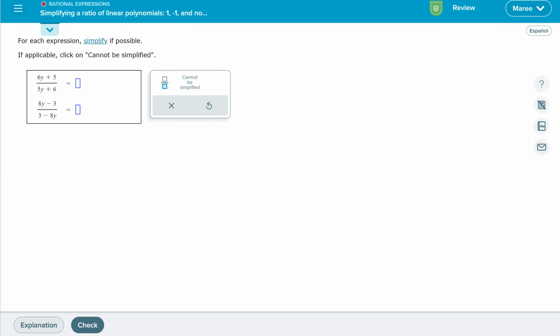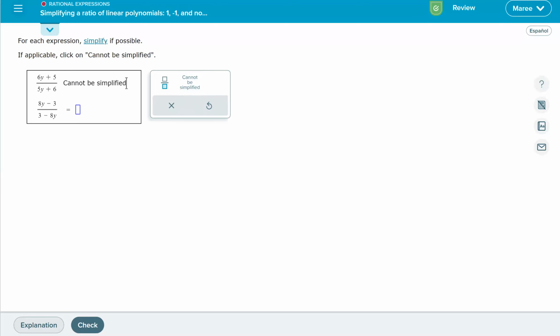So in this example, the first problem, it cannot be simplified. There's no common factors that either of these expressions in the numerator or denominator has that we can factor out. So we're not going to be able to cancel anything on this one. So we'll just put cannot be simplified.